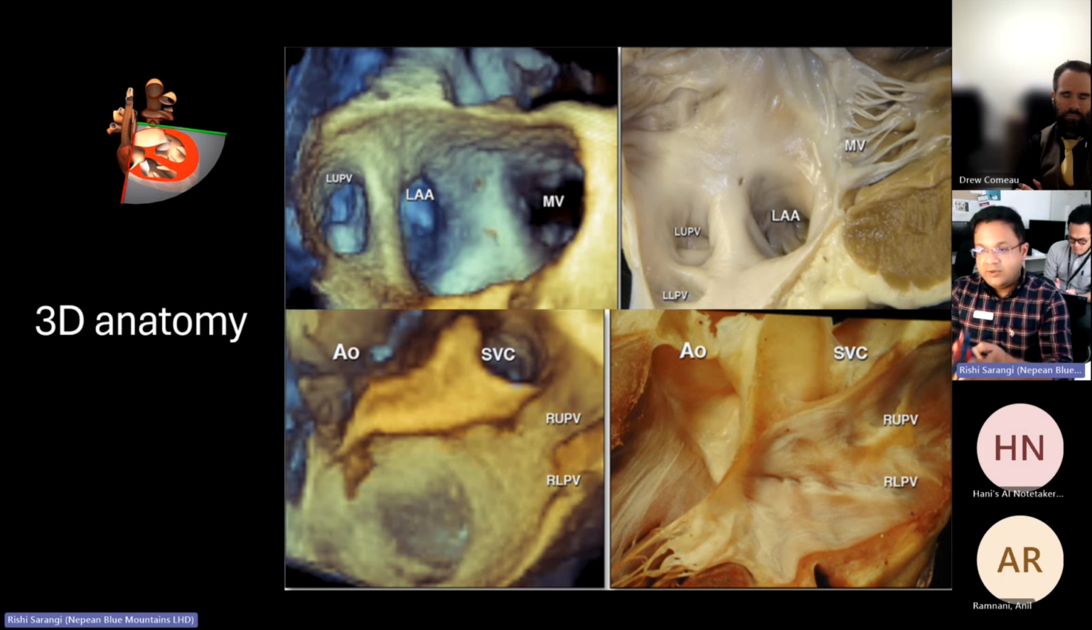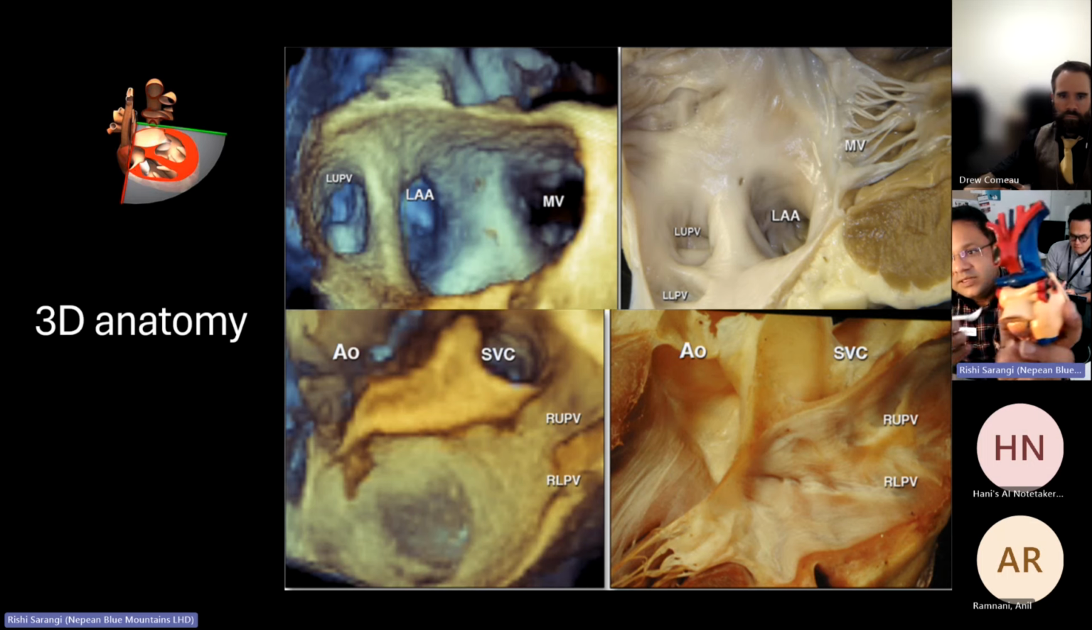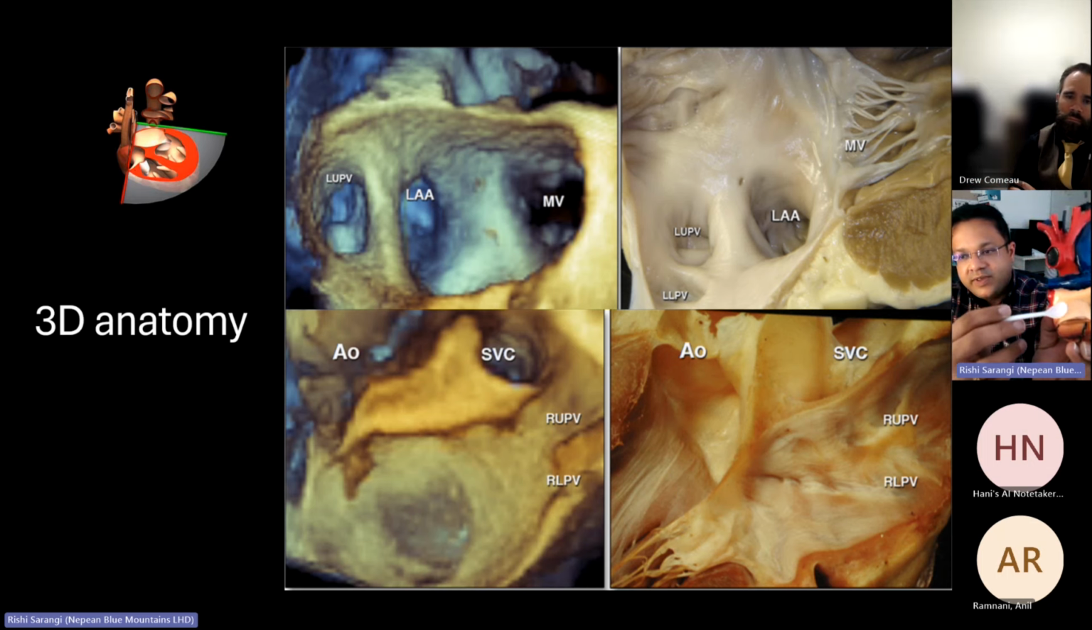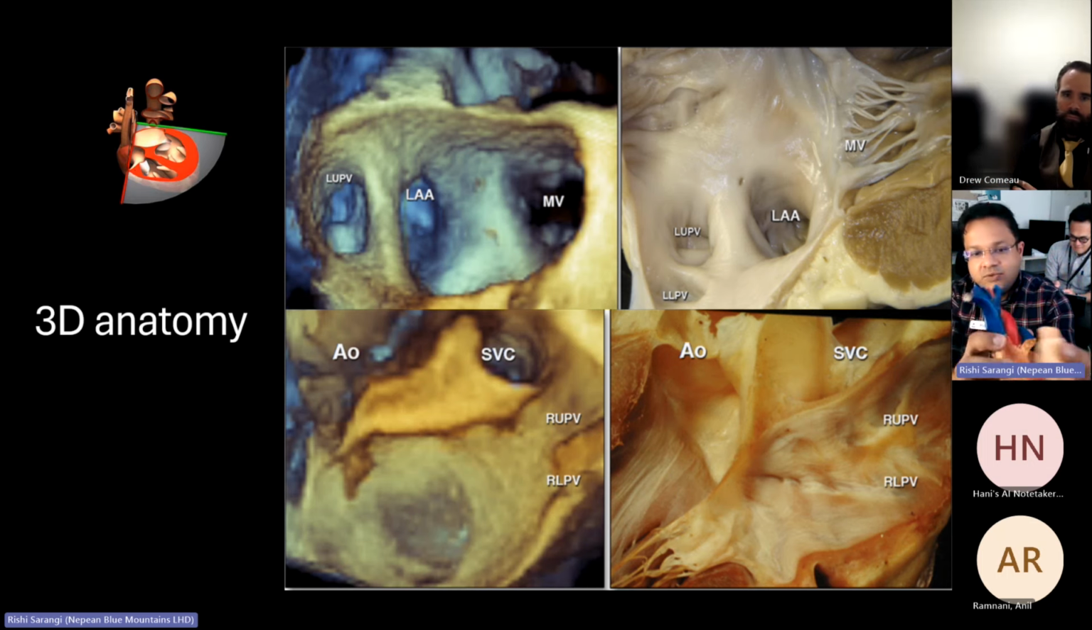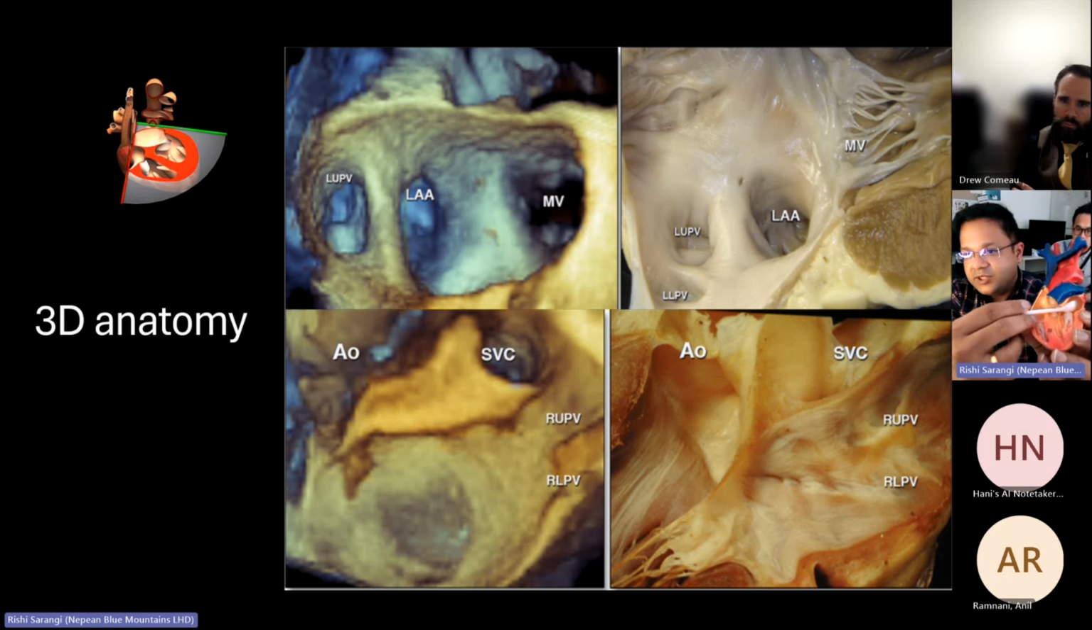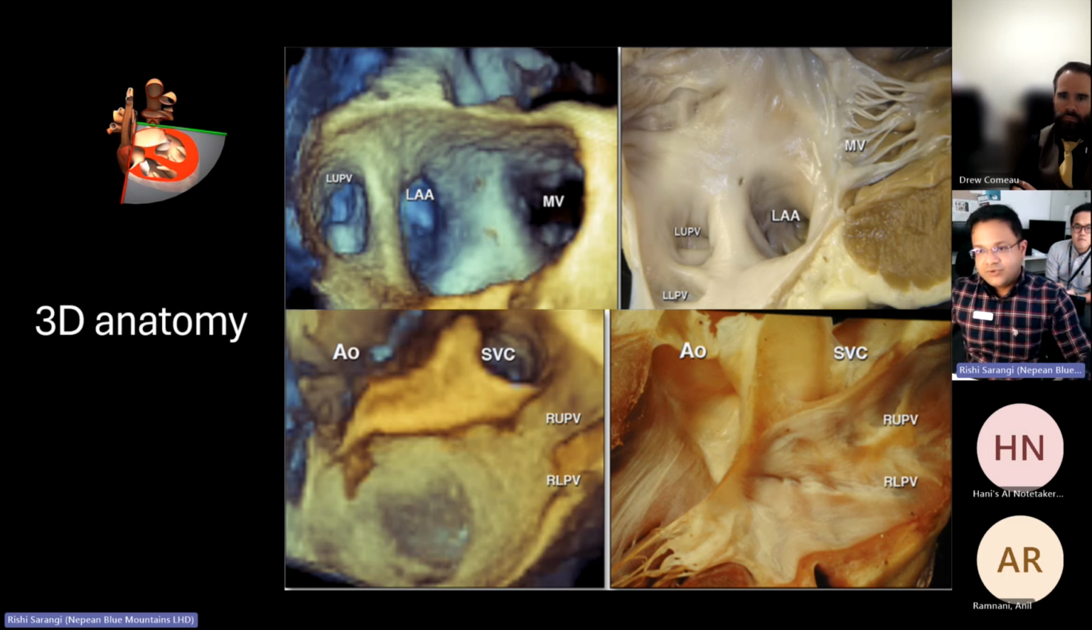So if you see, this is my heart model over here. And you can see the pulmonary veins, which are here, and the four of them are joining. And when I do the cross section from here, the pulmonary veins will be coming right from the top. And this is what this image shows over here.